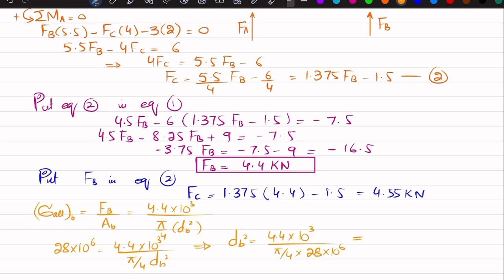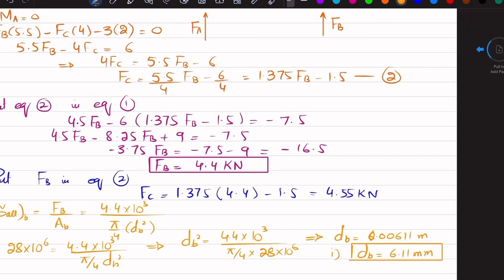If you take the square root on both sides, you will get the diameter of the bolt equal to 0.00611 meter. Our diameter of the bolt will be equal to 6.11 millimeter. So this is the answer of our first part.